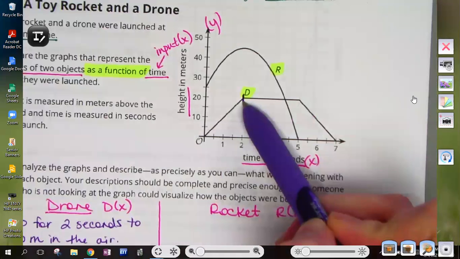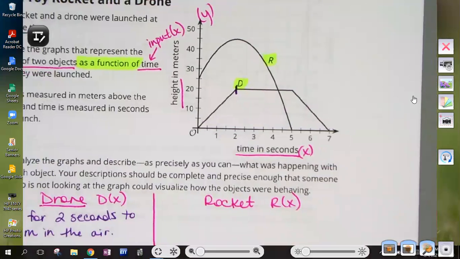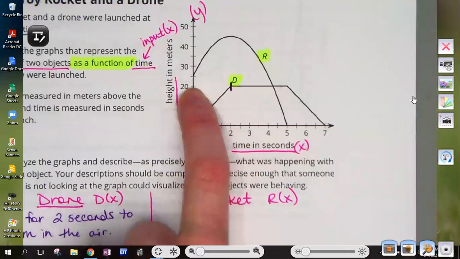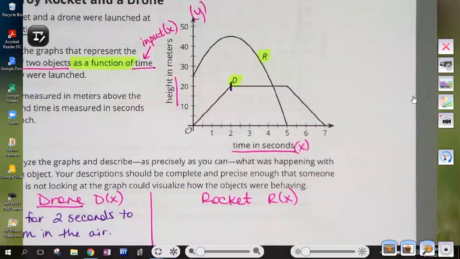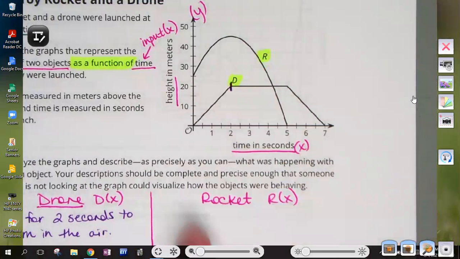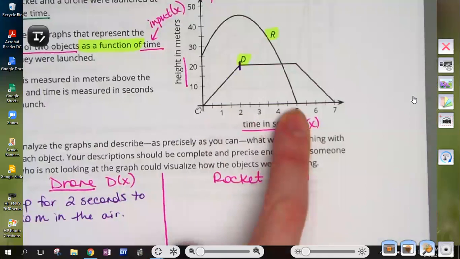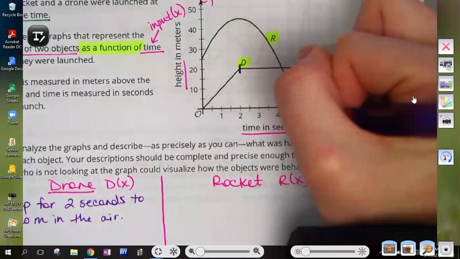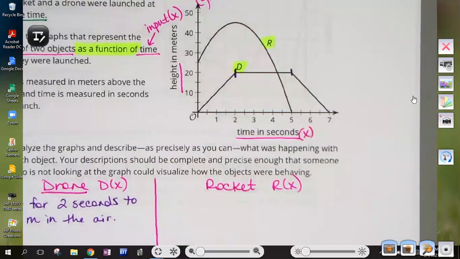All right, then what does the drone do? It stays at a constant height of what? 20. So what in our heads we want to think is that the drone's kind of like flying diagonally, and then it's flying in a horizontal line, and then it's flying diagonally again. But what's actually happening? It's just staying at the same height for how long? It's at the 5 seconds, it looks like. So for 3 seconds, it's staying at 20, okay?